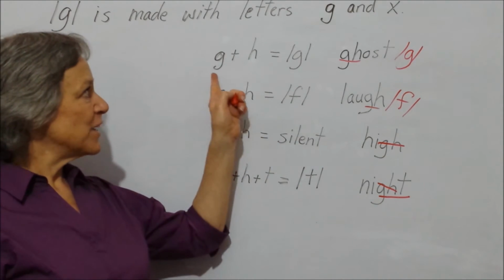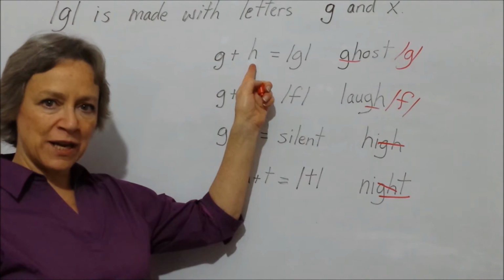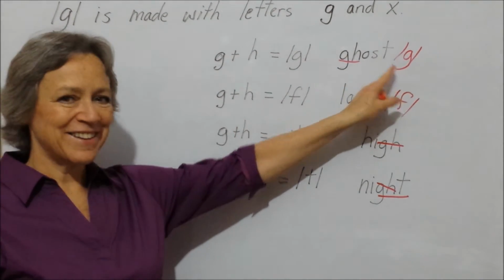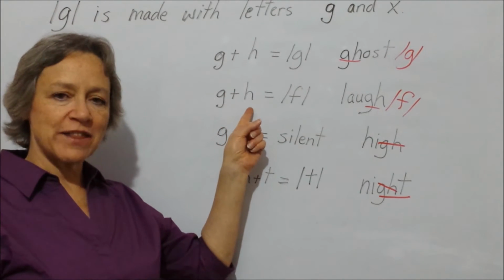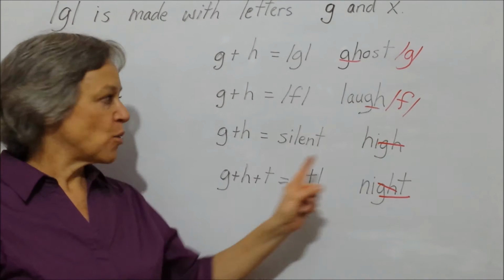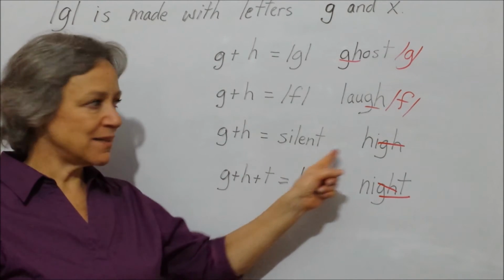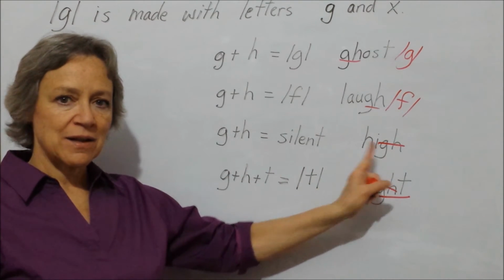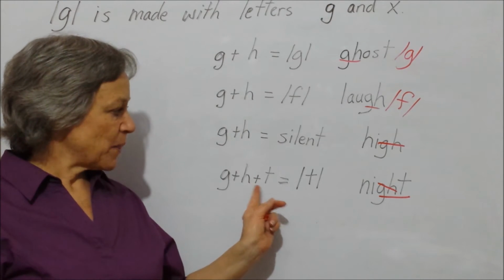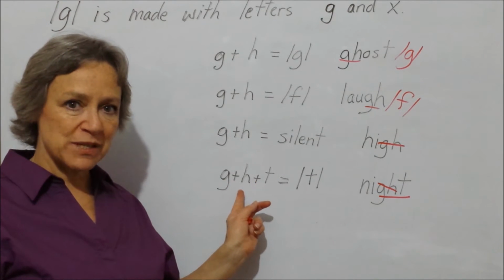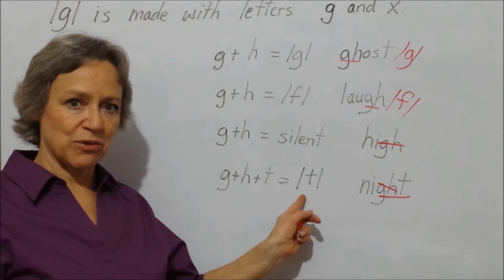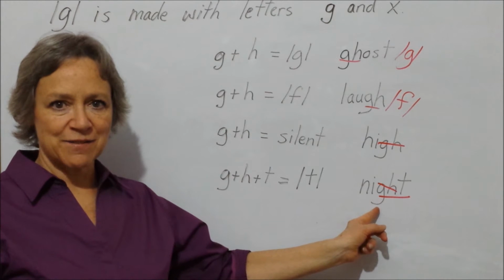Okay? So, G plus H at the beginning of the word usually sounds like G. Okay? G plus H at the end of a word can sound like F. Or it can be silent, as in the word high. G plus H plus T results in a silent G plus H, and we hear only the T, so we get a T sound, as in night.